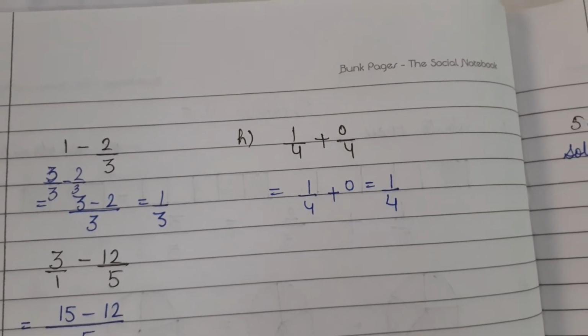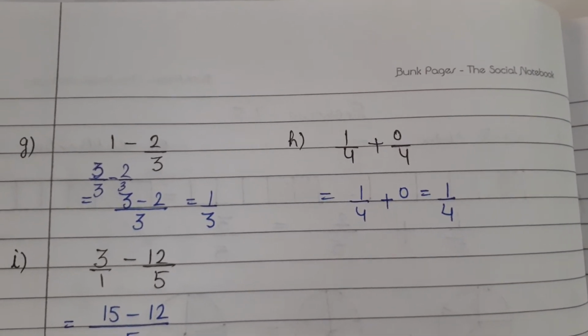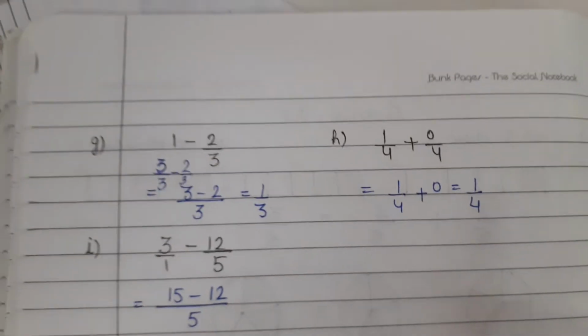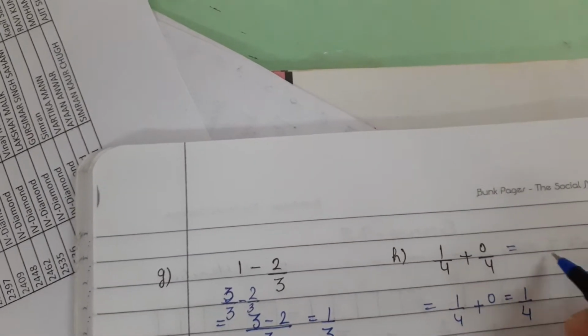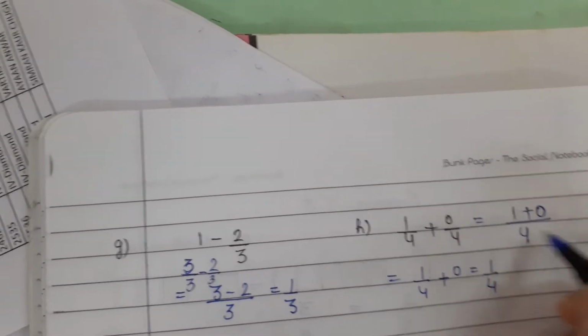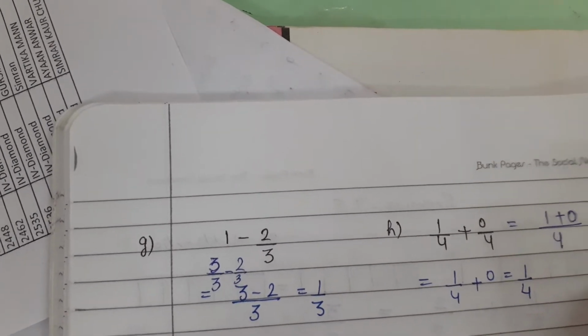Next part, 1 by 4 plus 0 by 4. So simple, 0 by 4 means 0. So 1 by 4 plus 0 is 1 by 4. Or what I can do, I can solve it like this: add the numerators, 1 plus 0 upon 4, which will become 1 by 4.